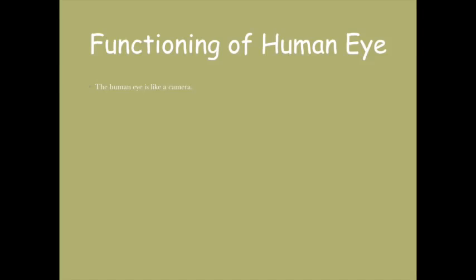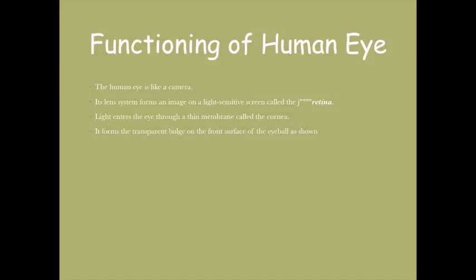Its lens system forms an image on the light sensitive screen called the retina. The light enters the eye through a thin membrane called the cornea. It forms a transparent bulge on the front surface of the eyeball. The eyeball is approximately spherical in shape. Most of the refraction of light rays entering the eye occurs at the outer surface of the cornea.